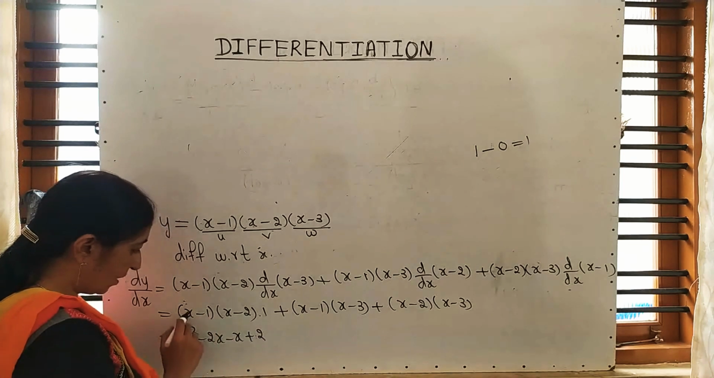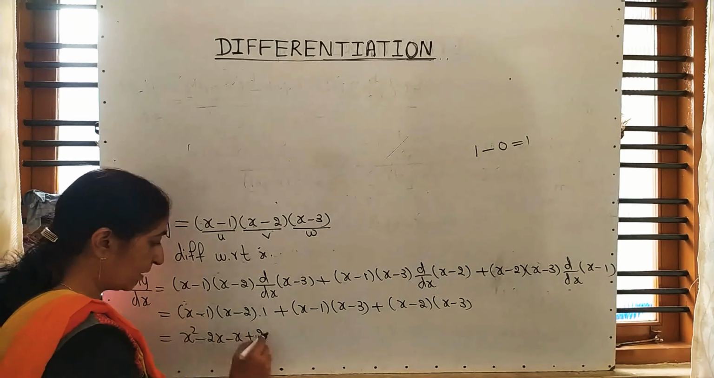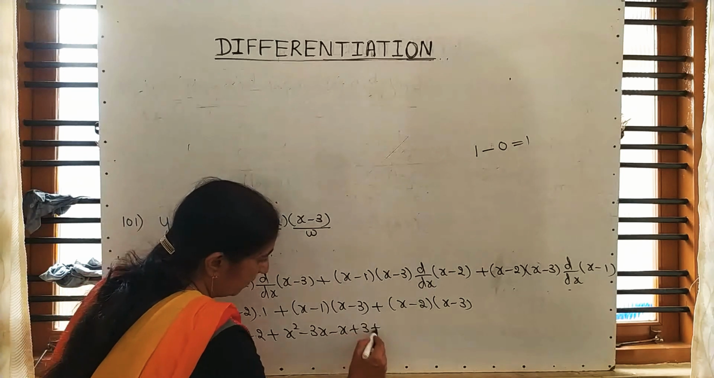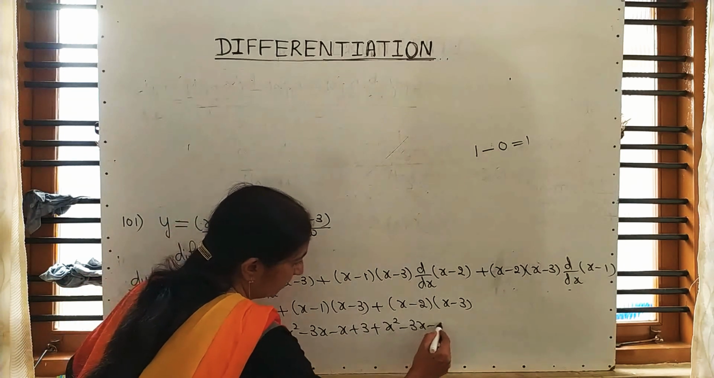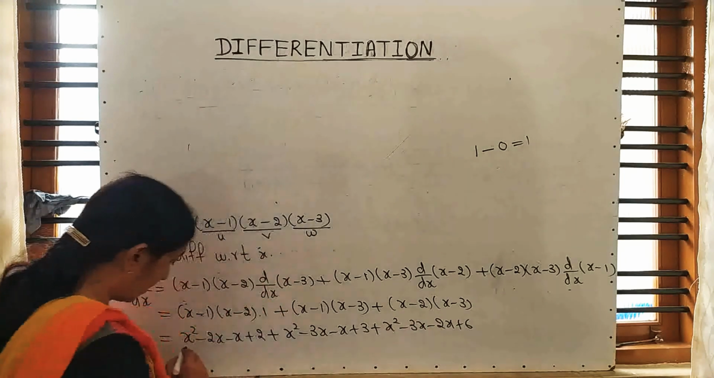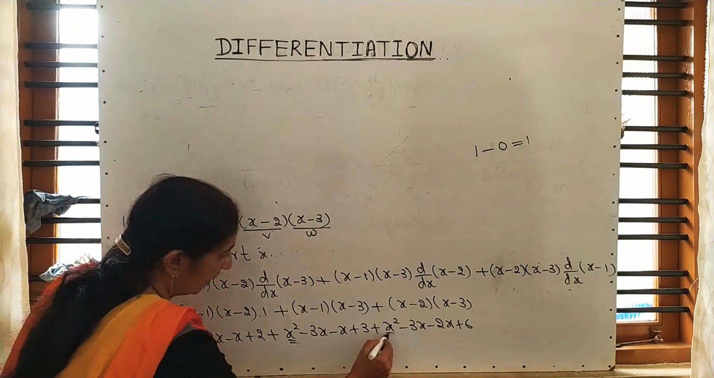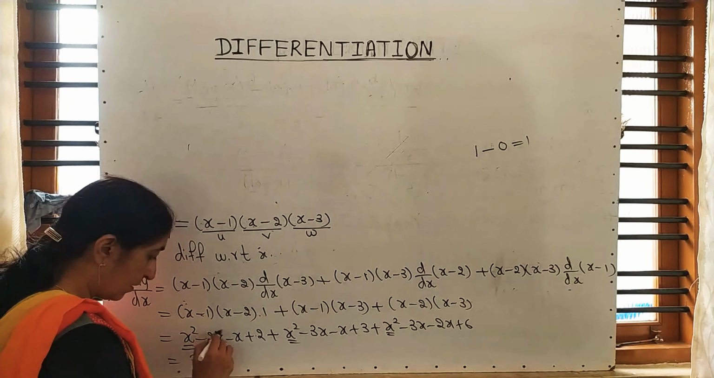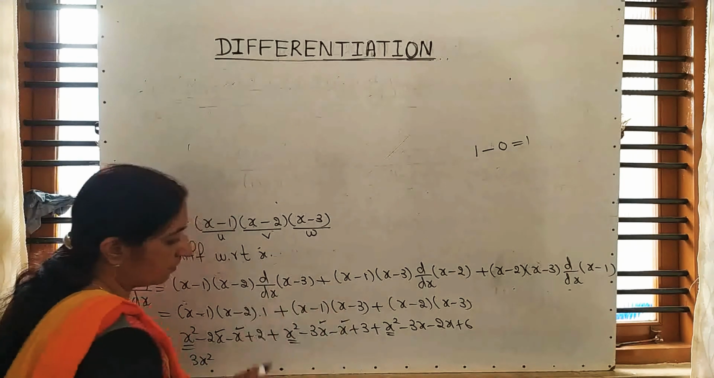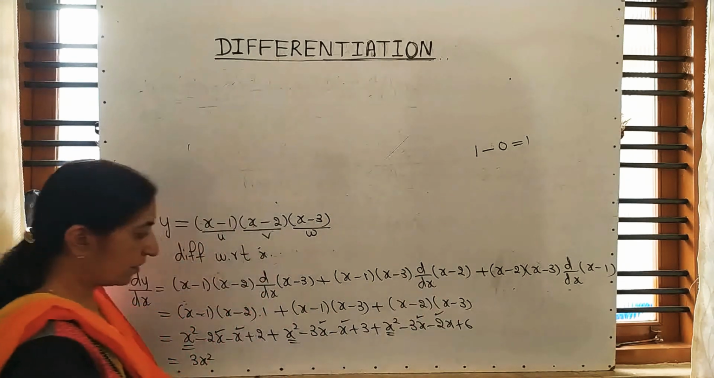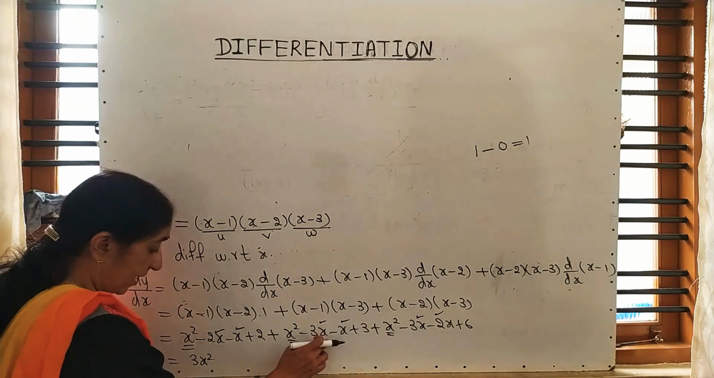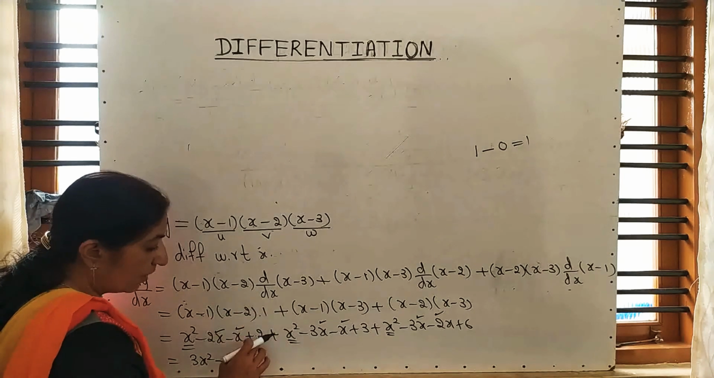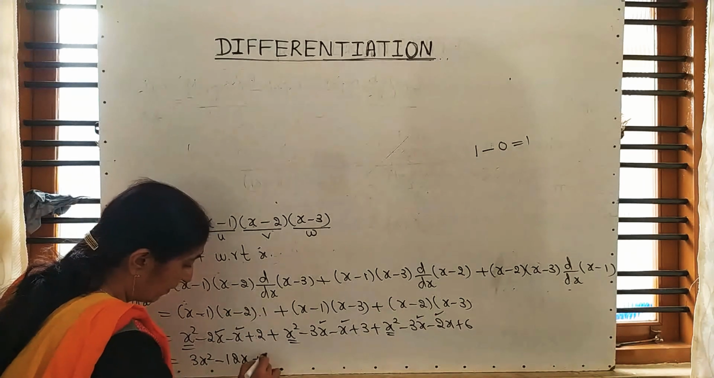X into x, x square, minus 2x, minus x, minus into minus, plus. Like that the next one. Similarly the last one. See, here we have x square, here we have x square, here we have x square. Total 3x square. Minus 2x minus x, minus 3x. This is minus 4x. This is minus 5x. See, minus 5 minus 4 is minus 9. Minus 9 minus 3 is minus 12. And 2 plus 3, 5. 5 plus 6, 11. This is the final answer.